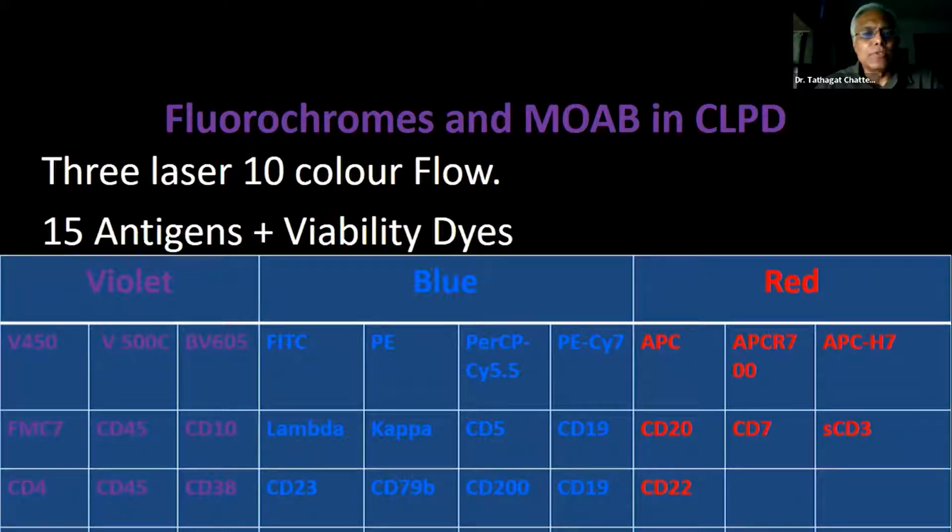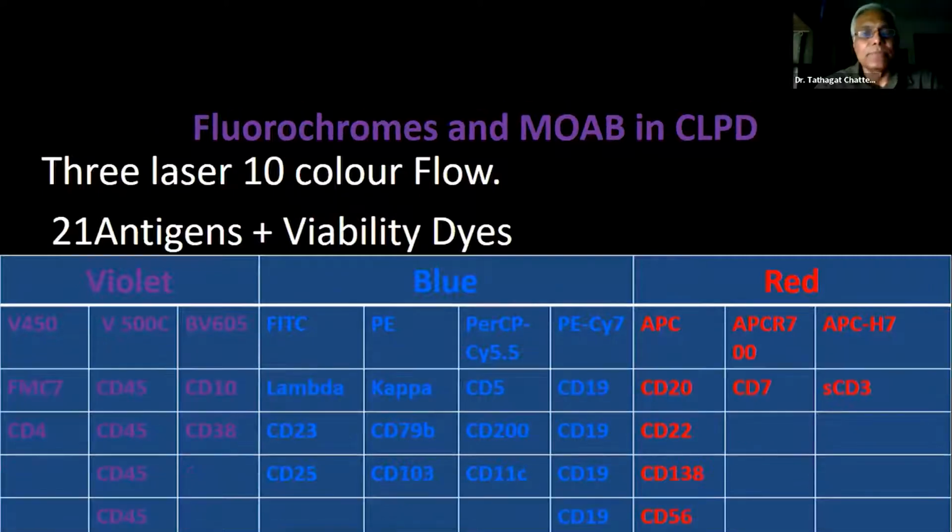And in the second tube in the violet, they use CD4, CD45, CD38. In the blue laser, CD23, CD79B, CD219. And in the red laser, they use a solitary CD22. So they have been able to classify most of the CLPDs using these 15 antigens, of course with a viability dye. This is our panel, which we have standardized at ESIC Medical College, Faridabad.